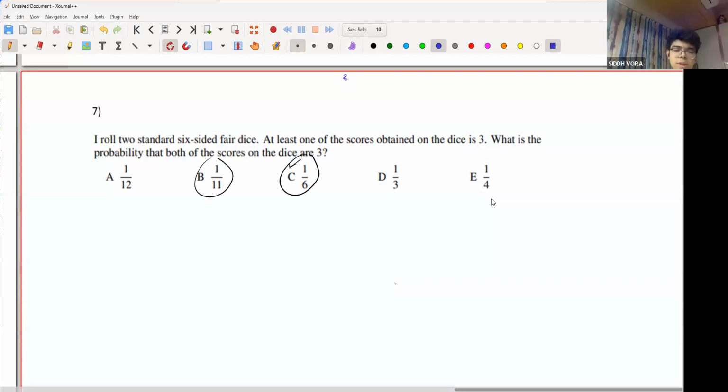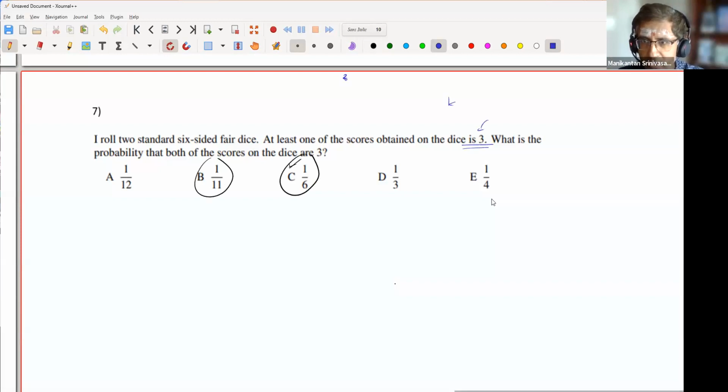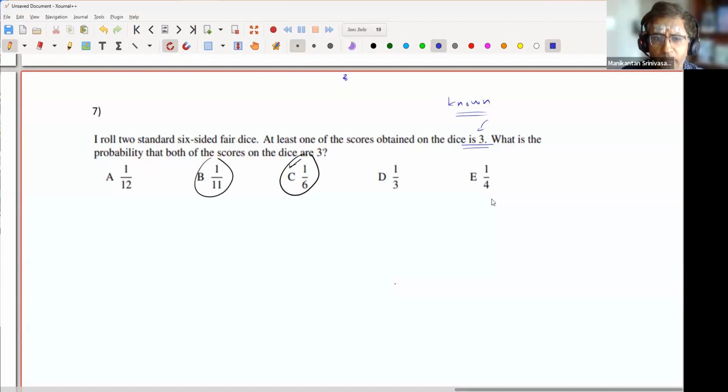Okay. It's all right, conditional probability, right? I roll 2 dice. At least one of the scores obtained is 3. So this is a known fact. One of the scores obtained is 3. What is the probability that both of the scores are 3? Okay. So essentially, what if I have to list out the sample space? So it's 3, 1, 3, 2, 3, 3, all the way till 3, 6, right? And then the other possibilities are 3 here. So 1, 3, 2, 3, all the way till 6, 3. So in total, how many of them are there? There are 11 of them because 3, 3 is a repeat.